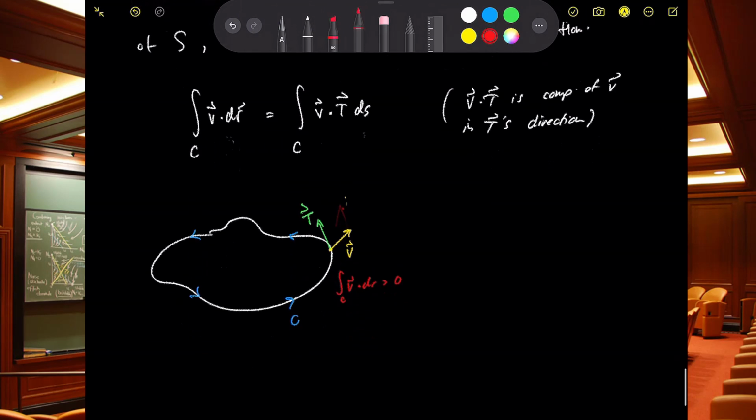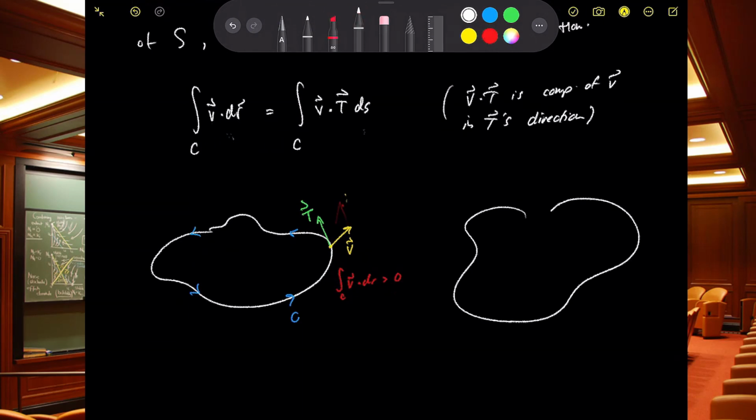Now, we have a similar situation. Again, we're moving around in this direction, and I'm looking at a particle here, and the fluid flow is moving this way, but my tangent vector is moving this way. Well, here we know this is going to be negative because that dot product is negative. And if it's orthogonal, it's going to be 0. So if you have a vector field that's always orthogonal to your curve, then that's going to be 0.